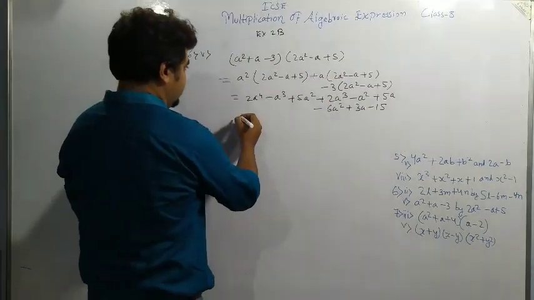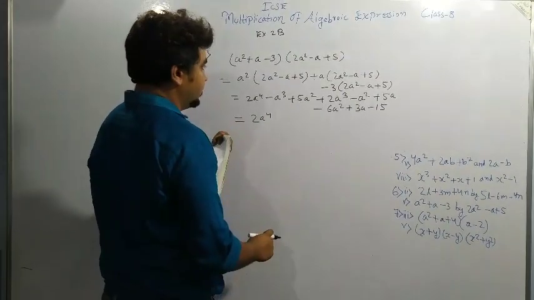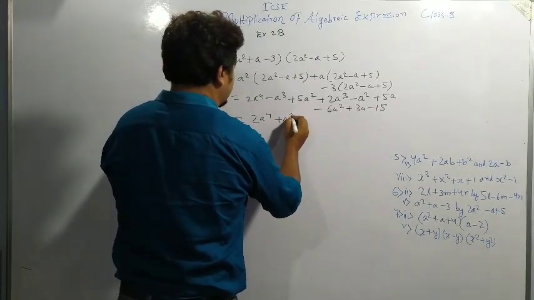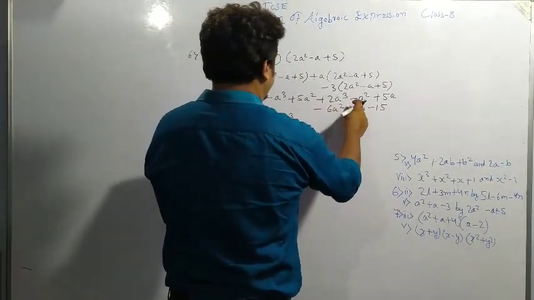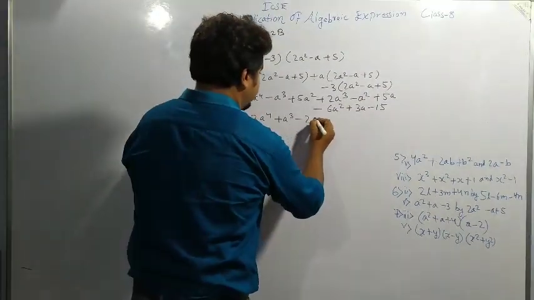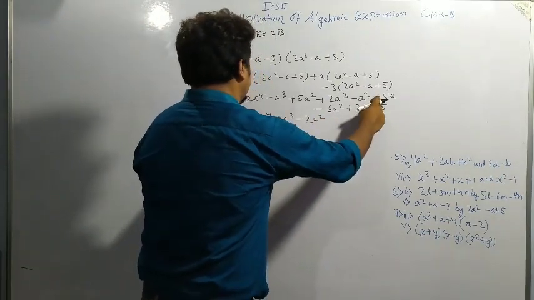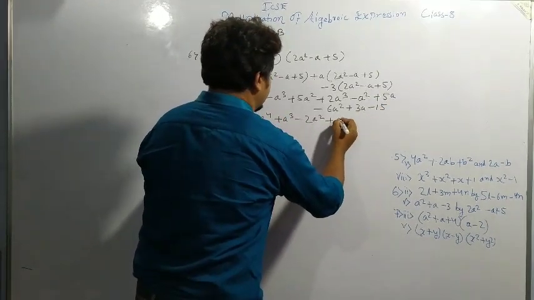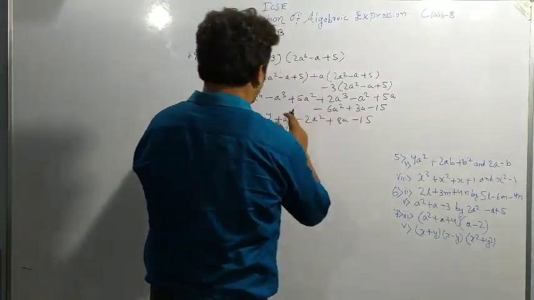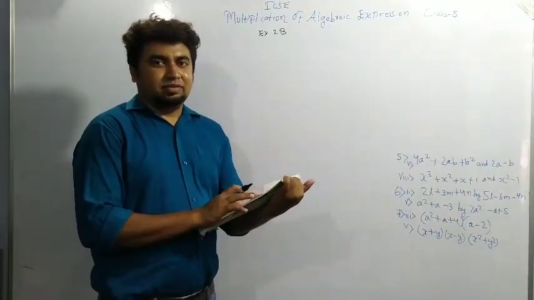So we are getting 2a4. What are the a cube terms? So one a cube term is there, 2a cube, minus a cube is plus a cube. 5a square minus a square is 4a square. 4a square minus 6a square is minus 2a square. Then 3a plus 5 is 8a. And then minus 15. Only one constant term is there. So this is question number 6 bit 5. Okay, 7 bit 3.